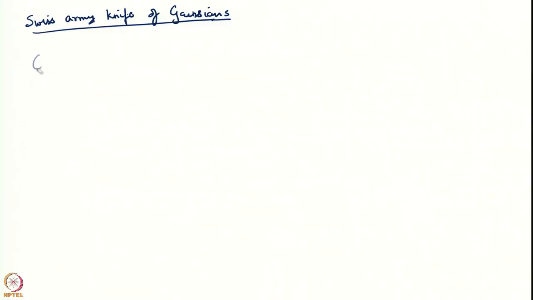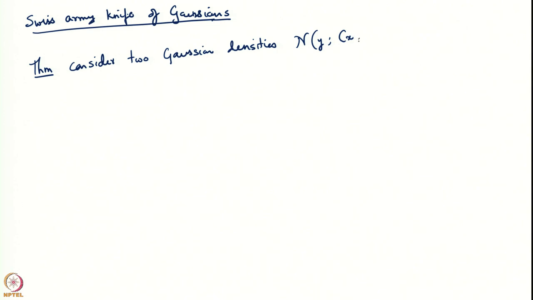So, consider two Gaussian densities. The densities are given as follows. One is a density written as a function of y. The mean is C times x and the covariance is R, and the other density is a function of x, its mean is mu and its covariance is P.